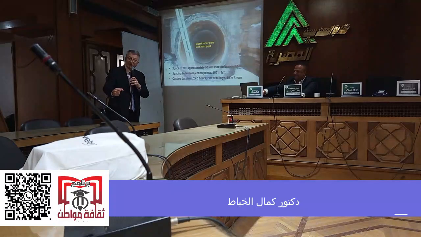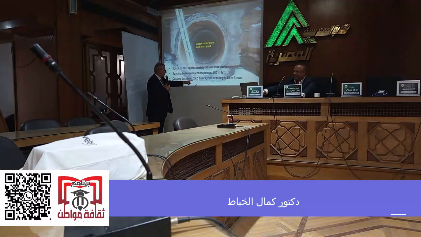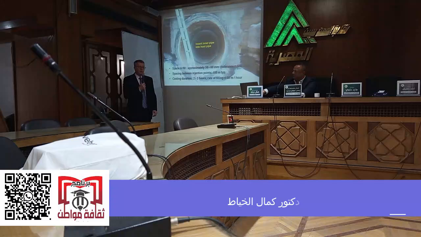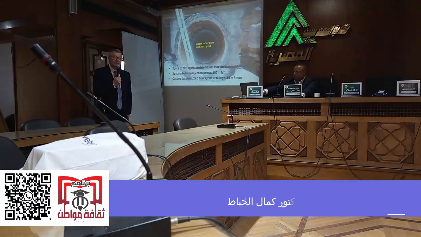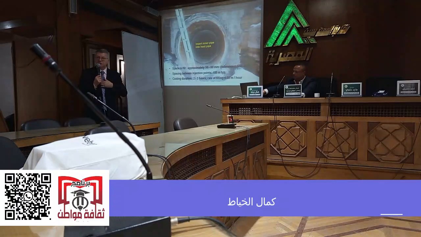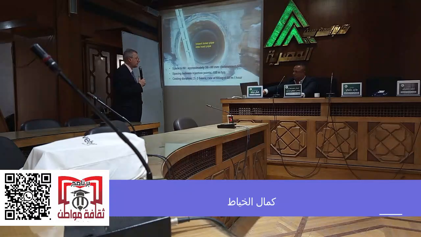You don't consolidate, you don't vibrate. Self-leveling, self-consolidating, very small space. Casting duration can be 2 to 3 hours, and the rate of filling has to be slow, otherwise you trap air, 50 meters per hour. So filling that column can take at least 2 hours, which means the material has to have properties that don't change for at least 2 hours. Next.